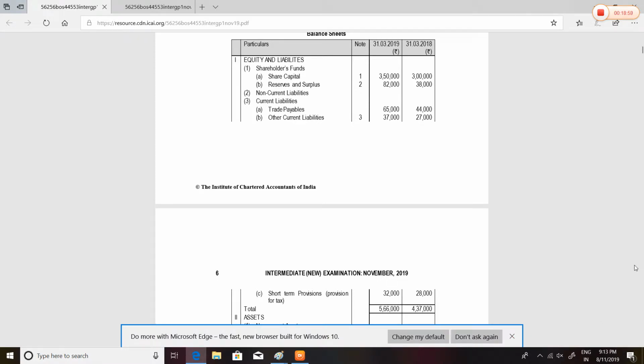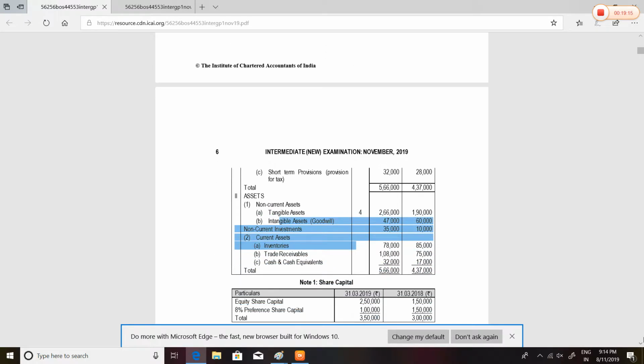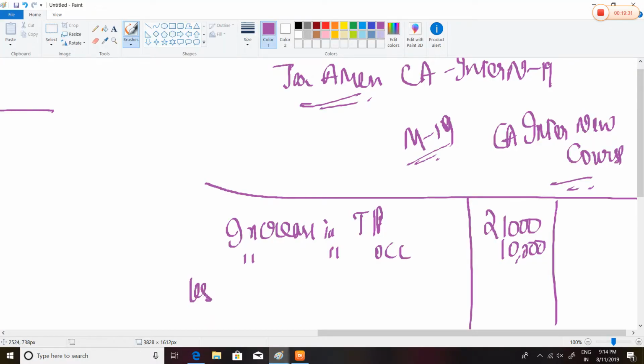Short-term provision for tax. Okay, so we'll make a working note for the same. I think there's no need of a working note for short-term provisions. Okay, we'll adjust. So it's over. Now the last thing is payment of income tax. That is 28,000 rupees. Less payment of income tax, 28,000.